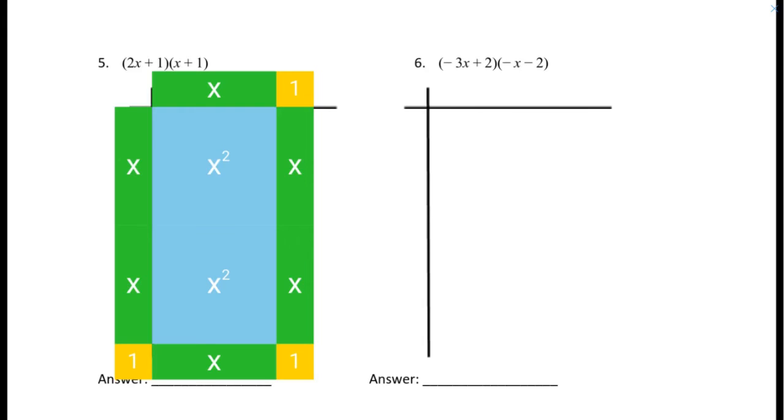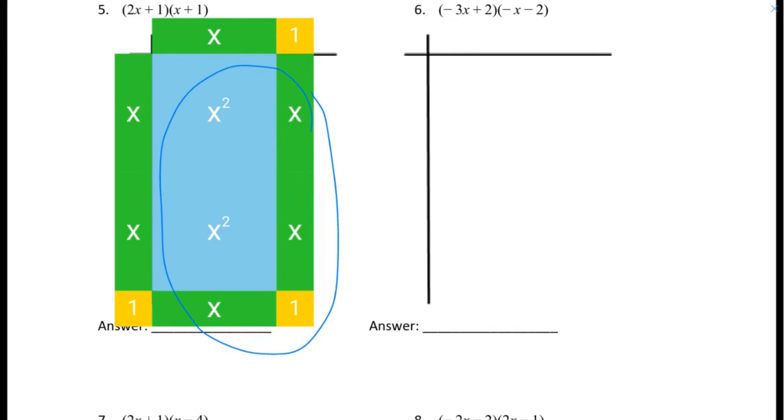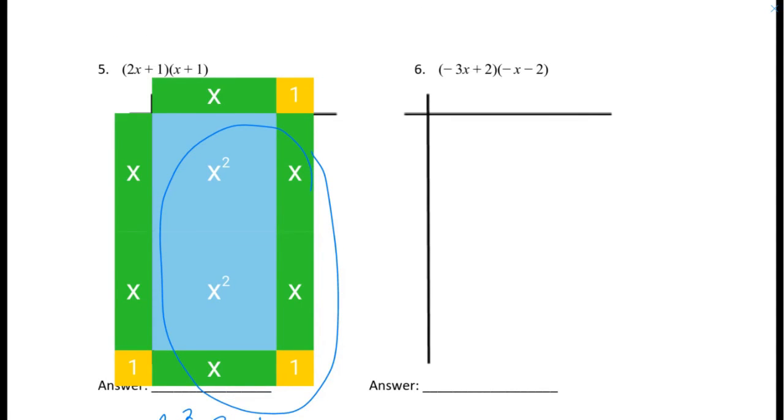So when we look at it, we can see our final product is going to be all these tiles here combined. So our final answer for this is going to be 2x squared. Now we have 1, 2, 3 x tiles, so plus 3x, and then plus 1. And again, we could confirm that by distributing, like we learned last class, or using the FOIL method, which we talked briefly about last class as well. Let's take a look at the next one. And then I'll have you guys try those last two on your own.